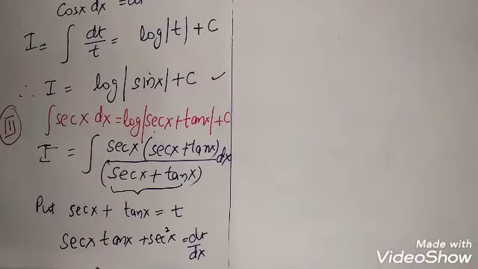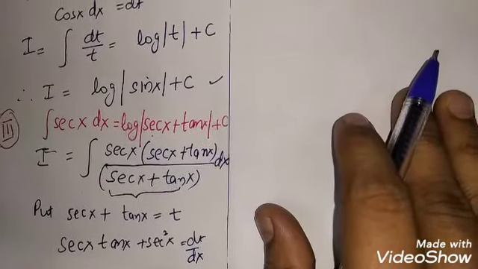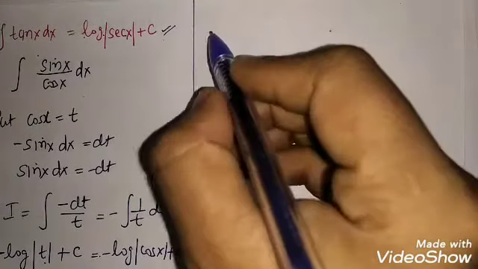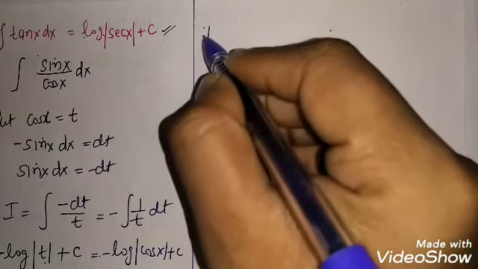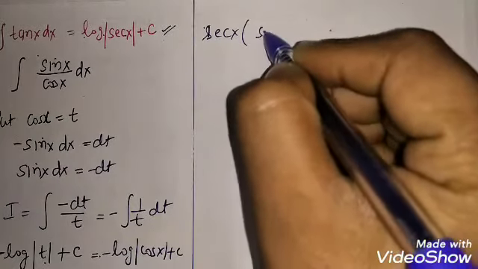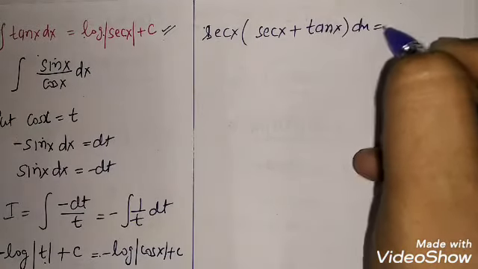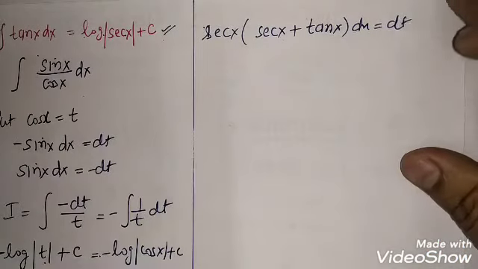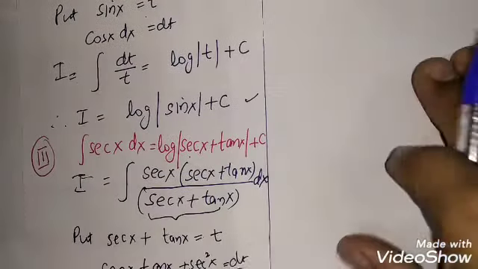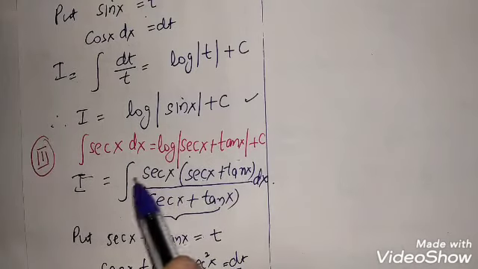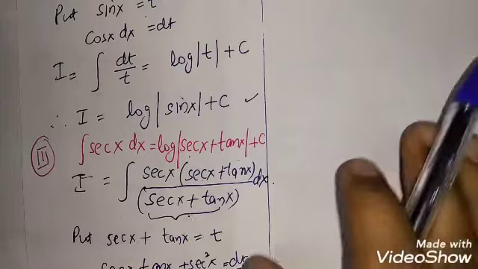Okay, you can take out common secant x from here. So secant x is common outside. The integral is equal to secant x outside, times secant x plus tan x dx, obviously dt. I am explaining again for you. This is secant x into secant x plus tan x dx equal to dt. This whole thing becomes dt, and in the denominator it is t.